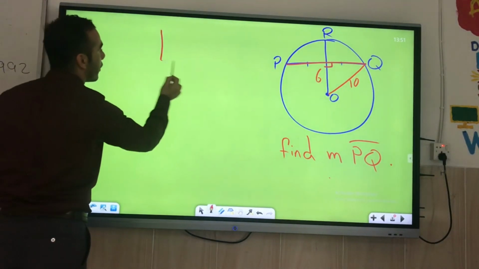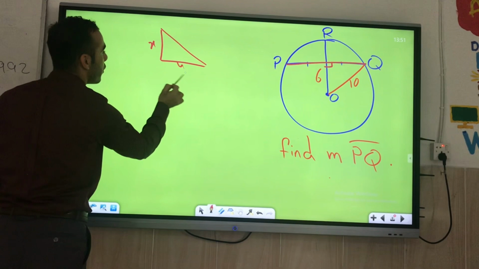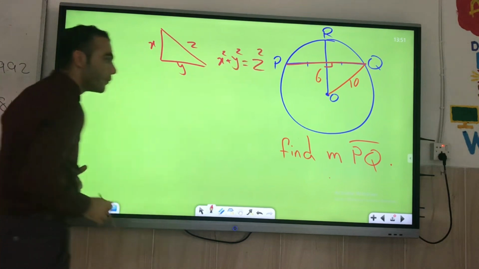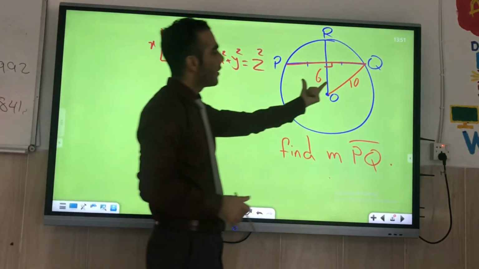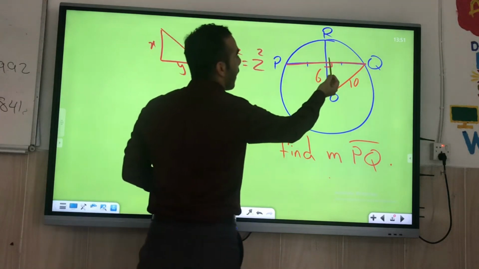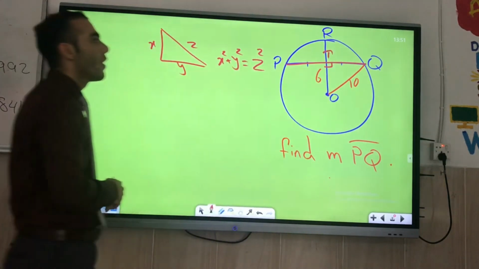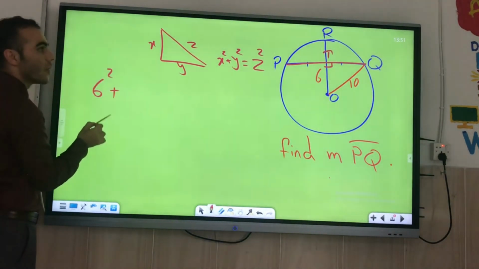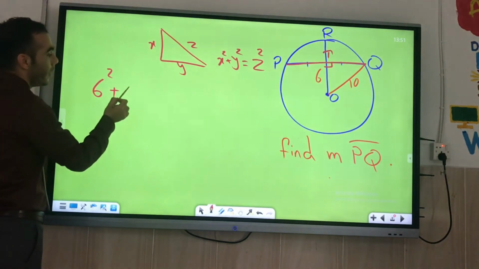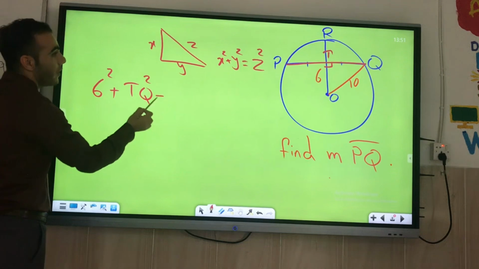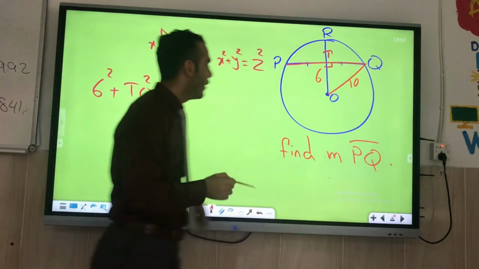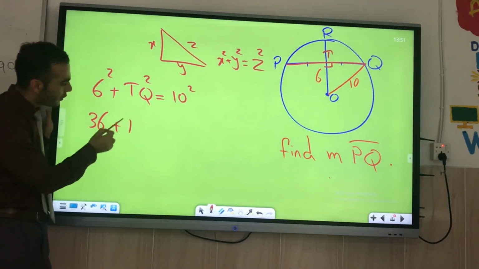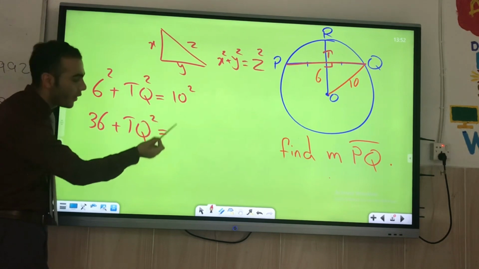So we know the Pythagorean theorem. We said that this one is x, y, and z, so x squared plus y squared is equal to z squared. Excellent. So let's use that theorem for this question. First of all, PO is equal to 6. So 6 squared plus the other leg, which is TQ, unknown, so we need to get it, is equal to the hypotenuse, 10 squared. So 6 squared is 36, plus TQ squared, equal to 10 squared, 100.